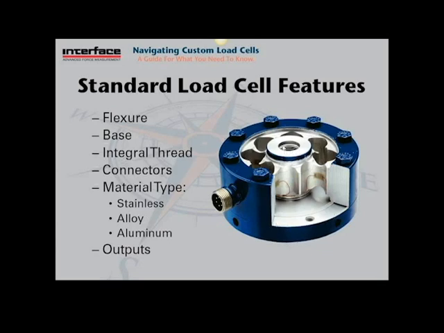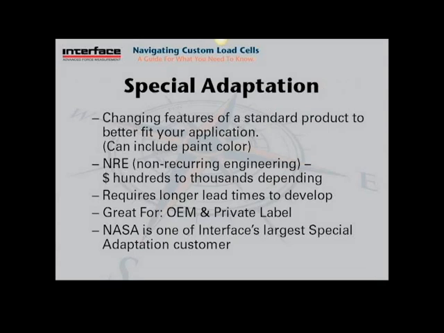Integral thread would go in the place of the threaded hole in the top and basically give you a male thread to mount to. Of course, connectors on the side, we've got pictured a screw type connector, but we also offer bayonet types and others, as Jay has explained. And then outputs, as Jay explained as well. We can have our standard millivolt per volt outputs, voltage, milliamp, and other. Now I'd like to turn it over to Brian to speak to you more about special adaptations.